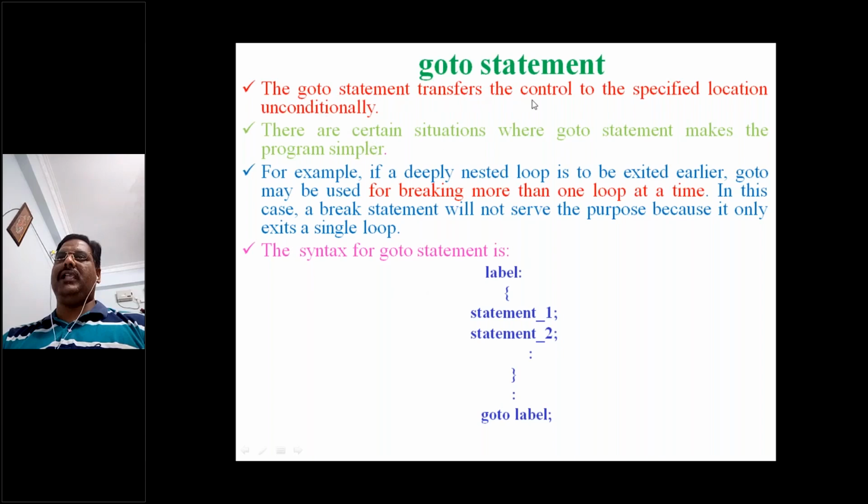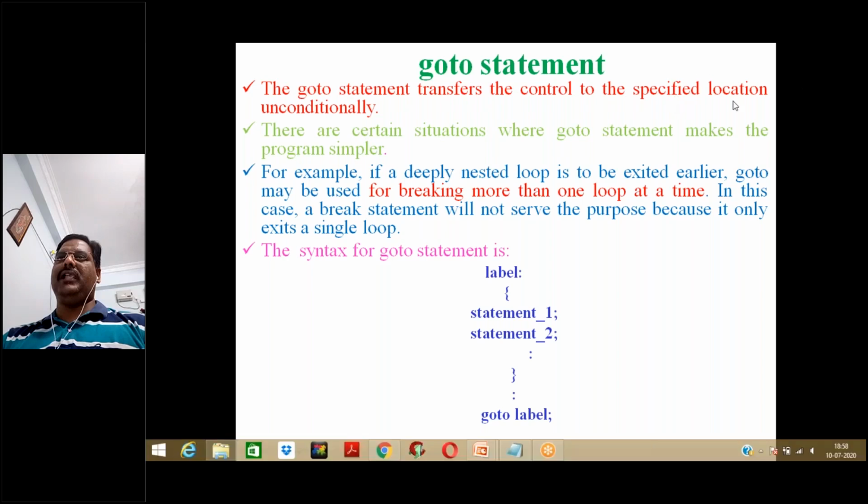We can transfer the control to specific locations unconditionally. So we can move from any block to another block. How is it going to be? First, we need to learn only the first one.